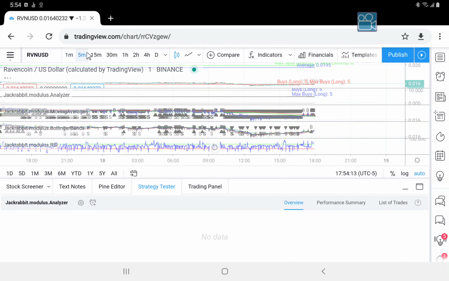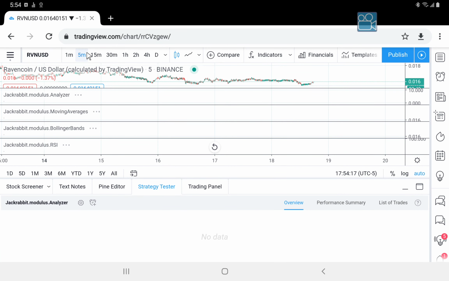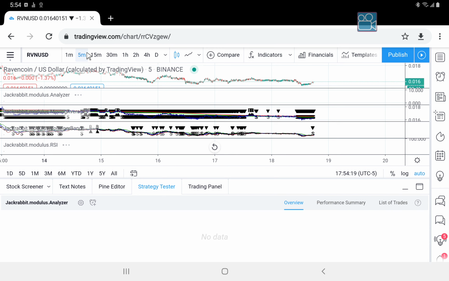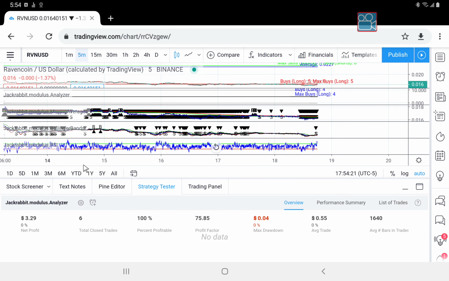So you pick a time frame where you have enough data and let it analyze. Now we'll get 17 days worth of data. And it made $3. $3 profit off of Raven for a $50 investment is really very good. This is a walkaway system that just fits.